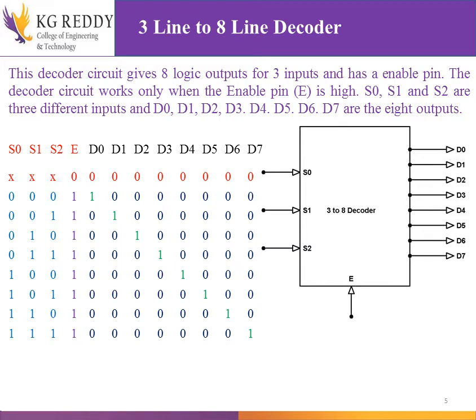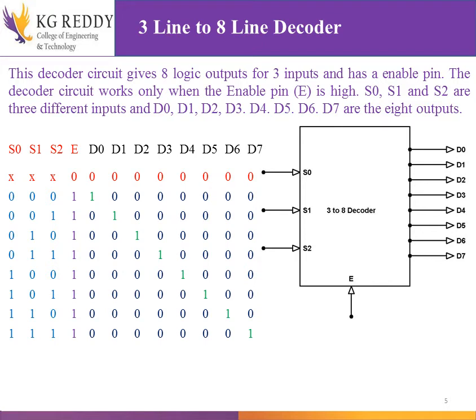When the enable bit is 0, that means the circuit is not enabled. When the circuit is not enabled, irrespective of the input lines, data will not be selected. The cross means don't care, it can be any value. If the enable bit is 0, irrespective of the selection or input data, output will not be selected because the enable bit is 0. That means this 3 to 8 decoder will function by the enable bit.